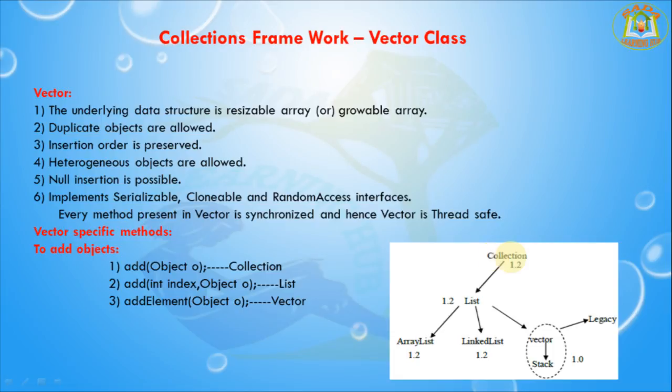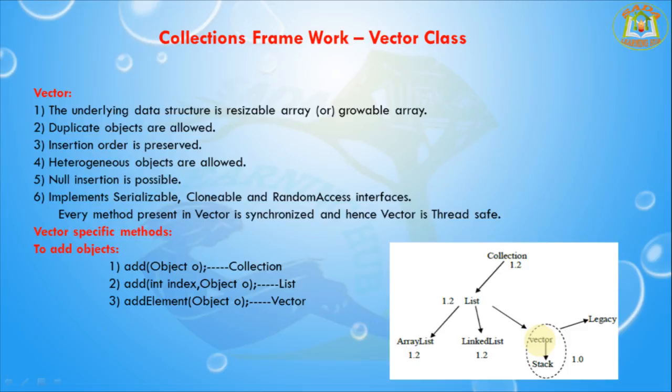Collection is the parent interface of list. List is the parent of vector. The underlying data structure is a resizable array or a growable array. Duplicate objects are allowed. Insertion order is preserved. Heterogeneous objects are allowed. Null insertion is possible. It implements serializable, cloneable, and random access interface. Every method present in the vector is synchronized, and hence vector is thread safe.